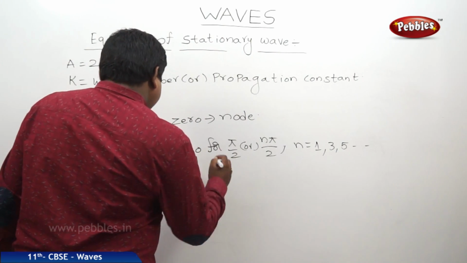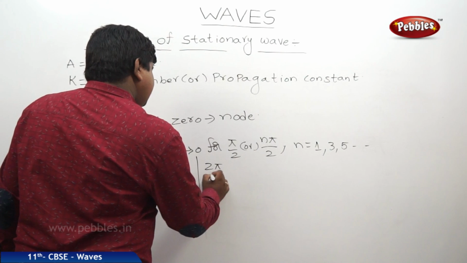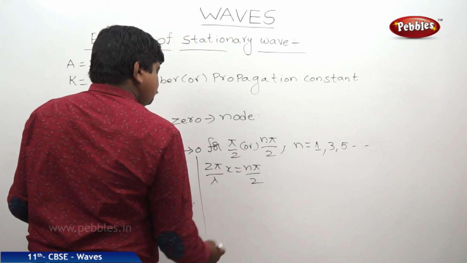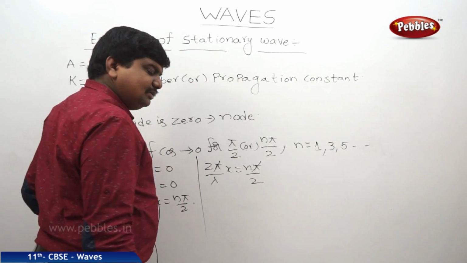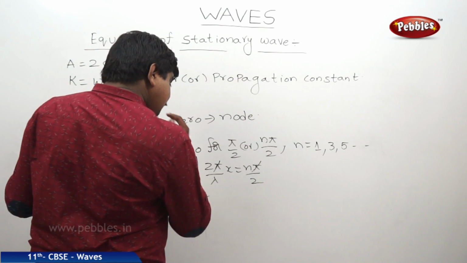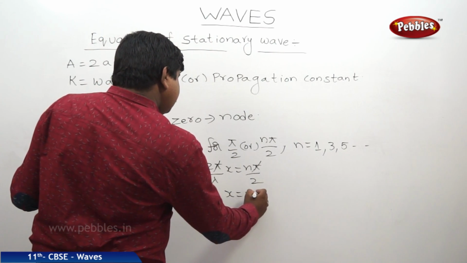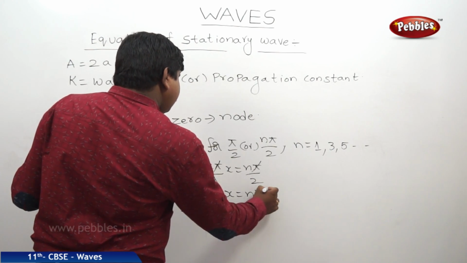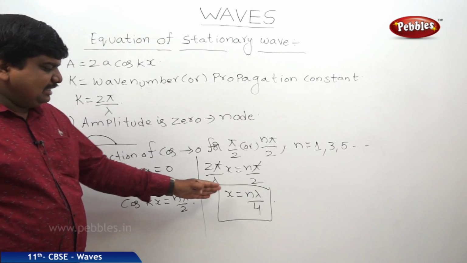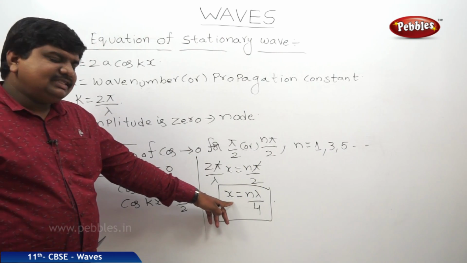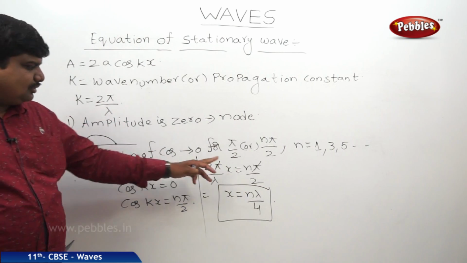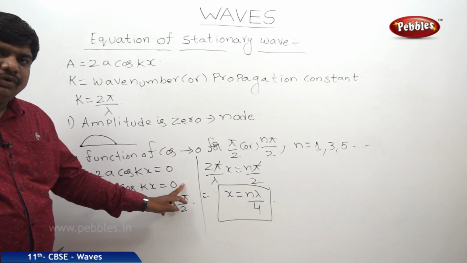So 2 pi by lambda into x is equal to n pi by 2. Pi gets cancelled. Therefore x is equal to n lambda by 4. So this is the information about the nodes. That means the distance between node and node is of the order lambda by 4. So it is at 0 amplitude.